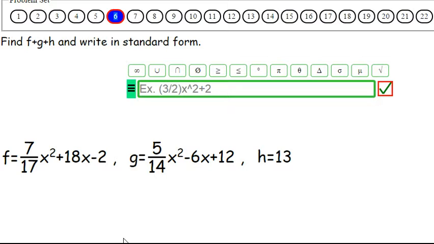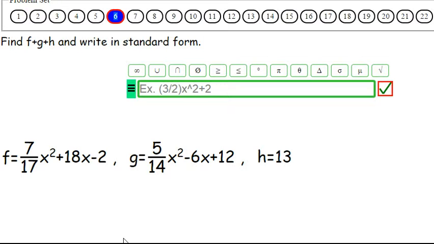Alright, so let's write this down. Somebody write it down. So they're asking us to find f plus g plus h. And who's they? Anyway, we got 7 over 17, so we're having to deal with fractions here. Plus 18x minus 2, and then g. My microphone straightened out. G is equal to 5 over 14 x squared minus 6x plus 12, and then it looks like h is equal to 13.